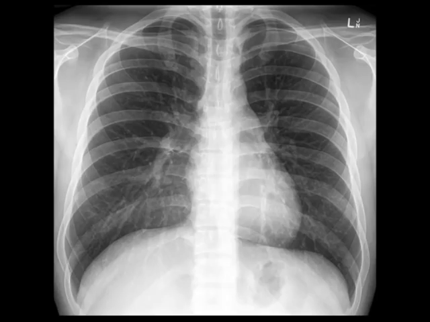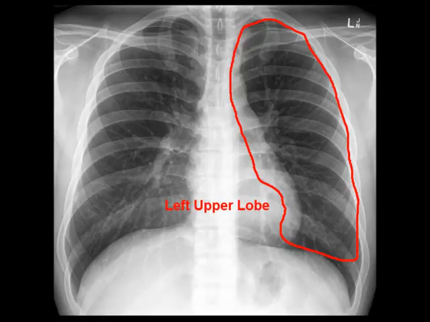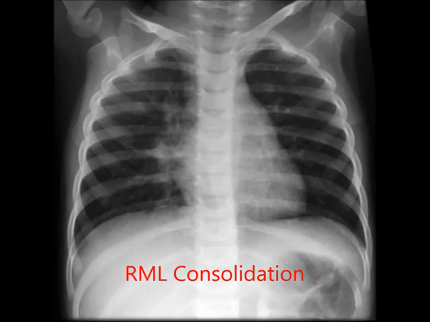E is the edge of the heart. Here you're looking for something called the silhouette sign. Are the heart borders clearly defined? If not, this indicates that there is lung consolidation present. Remember the normal anatomy? The right heart border touches the right middle lobe, while the left heart border touches the left upper lobe. These borders may be less well defined if there is consolidation in these lobes, such as in this example of right middle lobe consolidation.